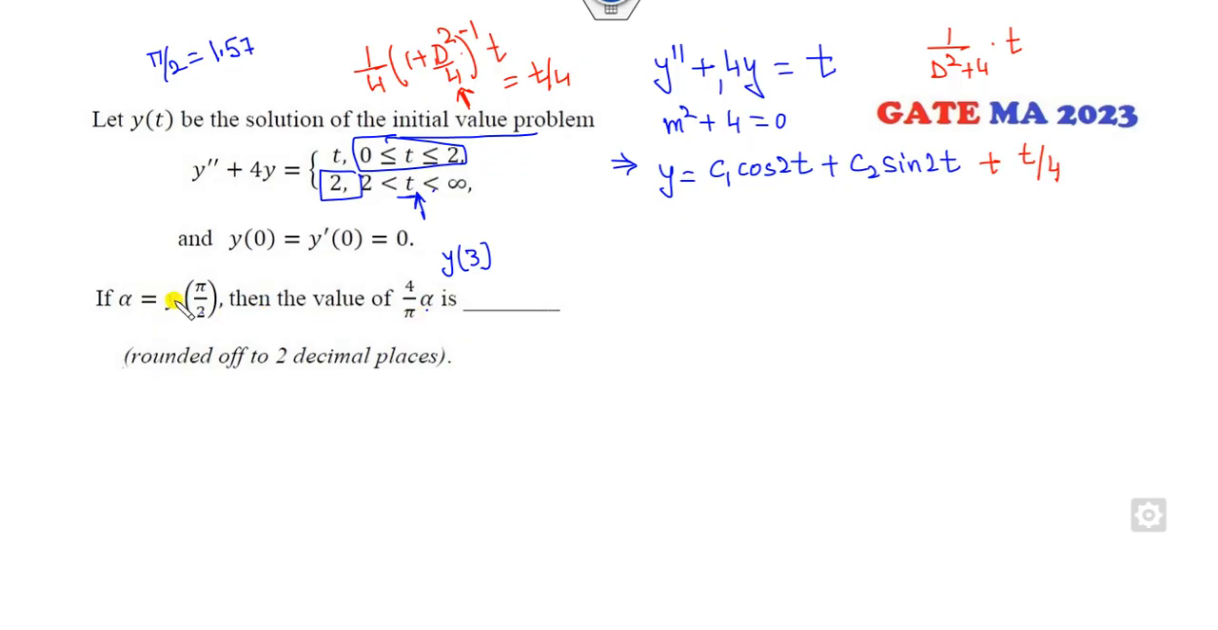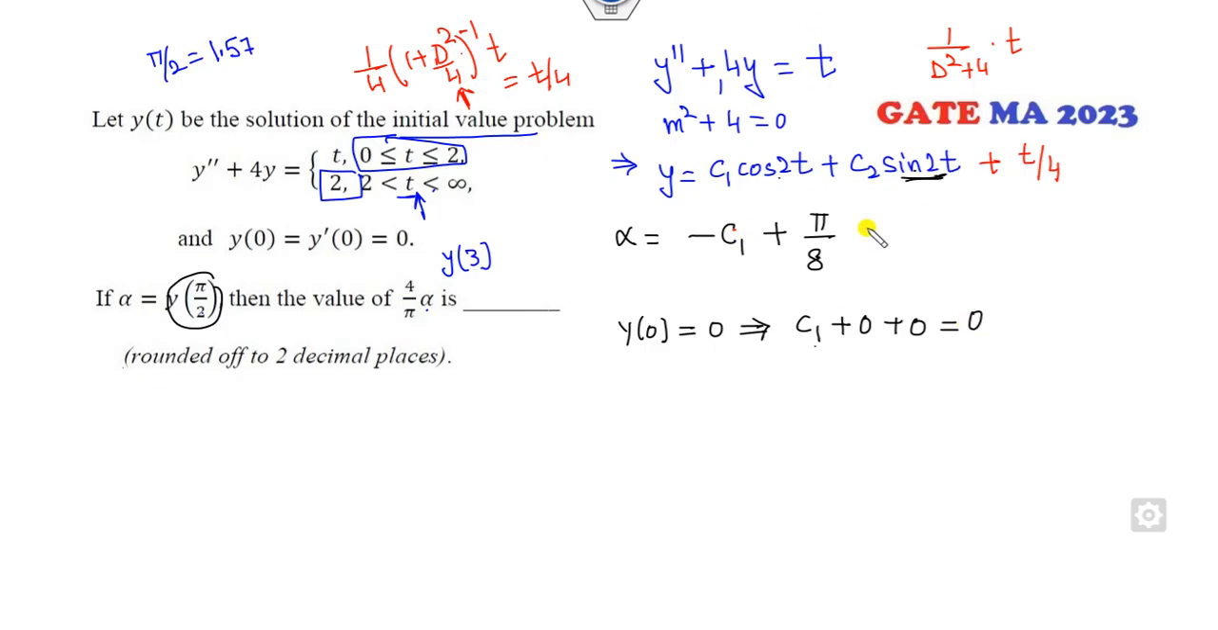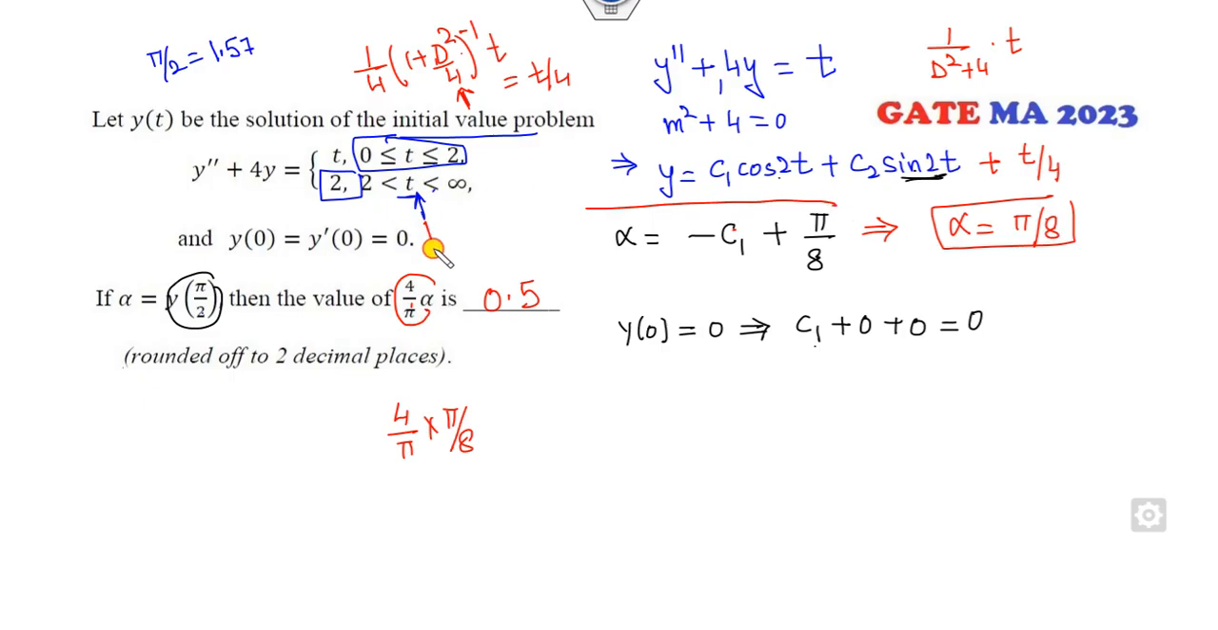Fine. Now your target is to find alpha at pi by 2. What is the value at pi by 2? Sine pi is 0. This is minus c1 plus pi over 8. So it means your target is to find only c1. If I substitute y of 0 is 0, cos 0 is 1, sine 0 will be 0, plus 0, it is 0. So c1 is 0. So what is my alpha? Alpha is pi over 8. If I substitute here 4 over pi into pi over 8, my answer is 0.5, the required answer of this problem. I again told you, whatever you want to find, firstly calculate this instead of applying these conditions. There is no need to apply the conditions. Whatever we require, we can solve that.